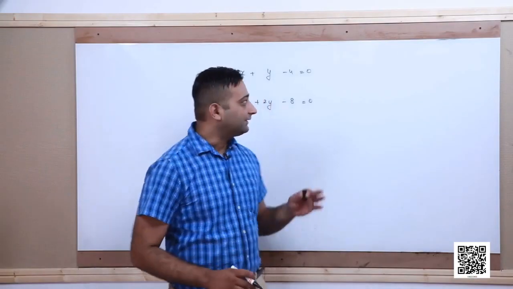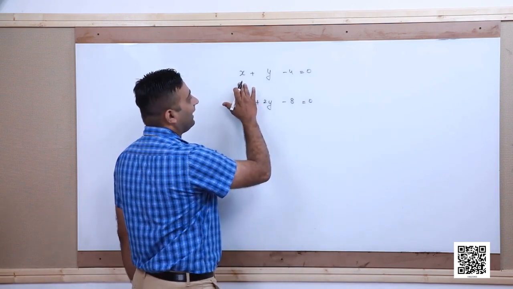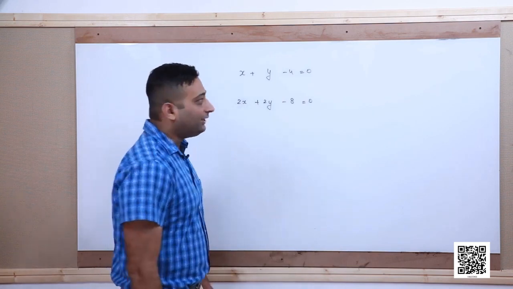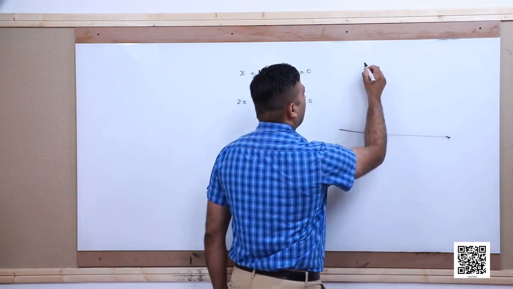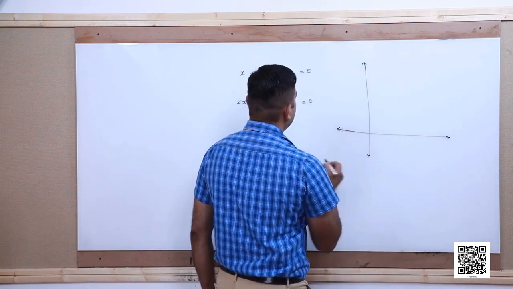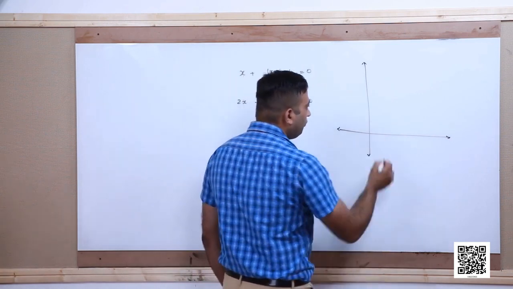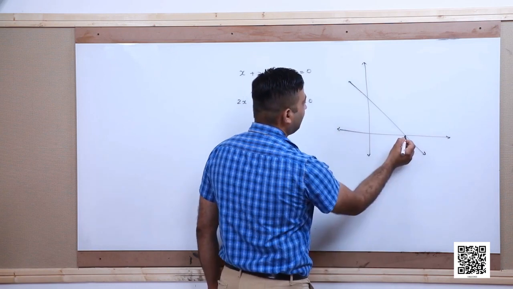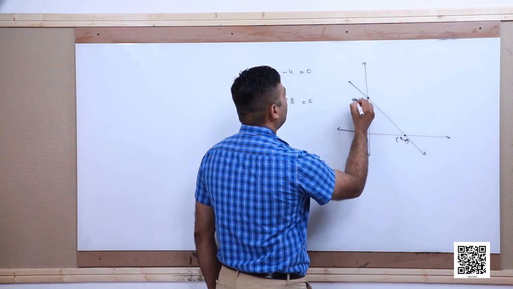Dear students, now let us consider a pair of linear equations represented by x plus y minus 4 equal to 0 and 2x plus 2y minus 8 equal to 0. Let us plot their graphs. We can easily see that x plus y minus 4 equal to 0 represents a straight line passing through 2 points, that is (4, 0) and (0, 4).